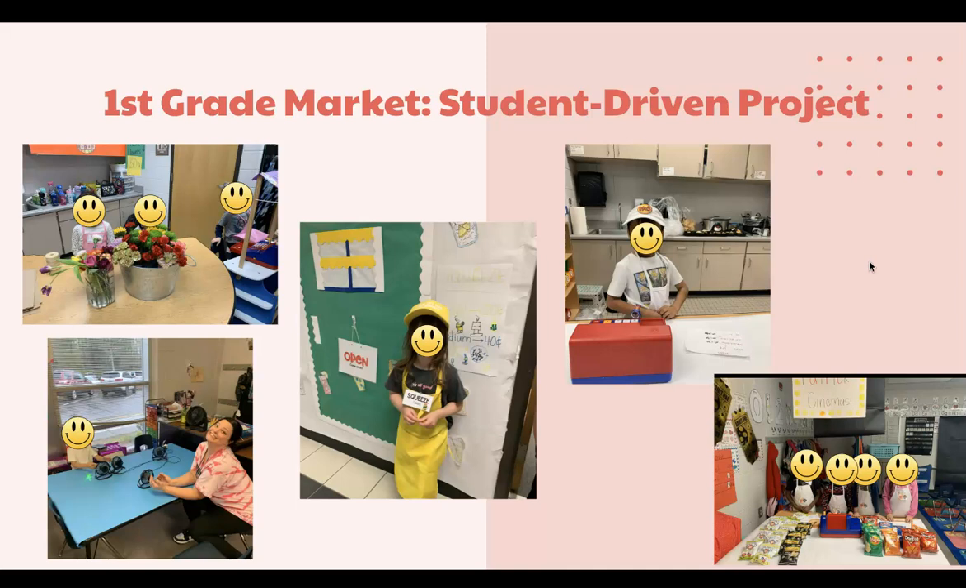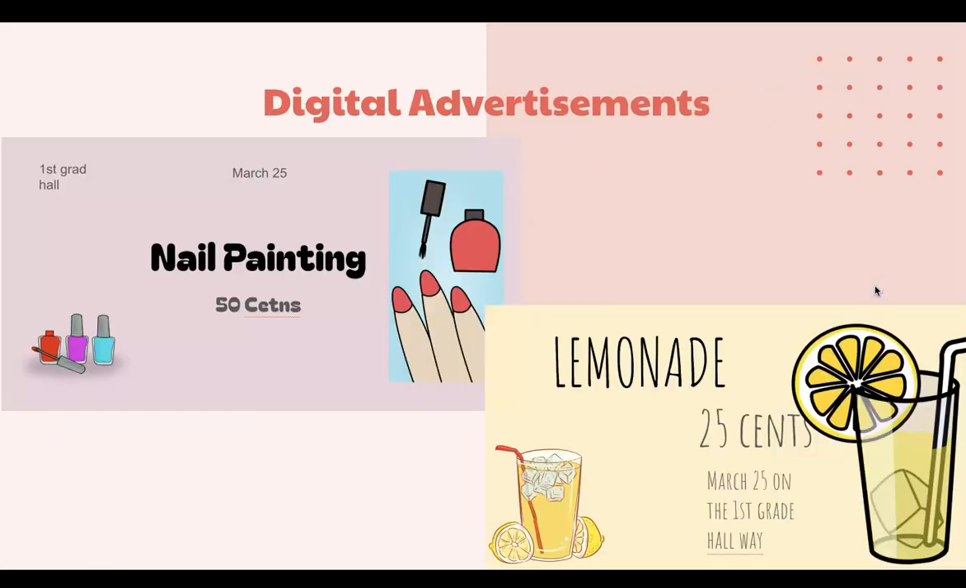You can see all of the different things that they came up with, as well as all of the different ways they wanted to advertise their products or services. We have products such as flowers, lemonade, and Moe's nachos and chips, as well as services such as nail painting. Students were given the option to advertise with posters or doing digital advertisements as well, such as these two shown right here, where students advertised nail painting and lemonade. These were presented on the scrolling advertisements for the school. It plays before and after morning announcements, as well as throughout the day.